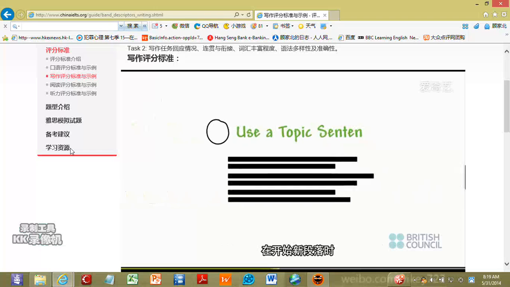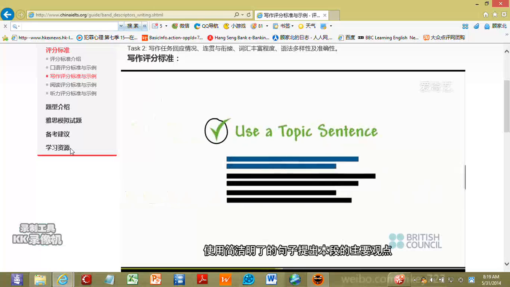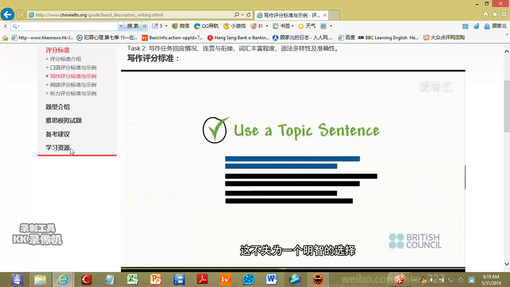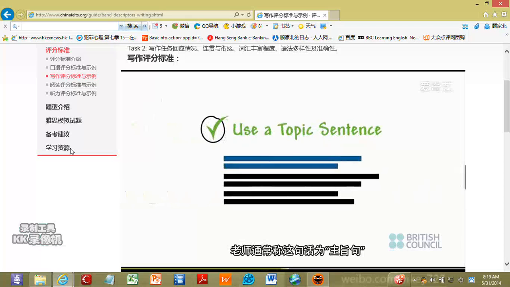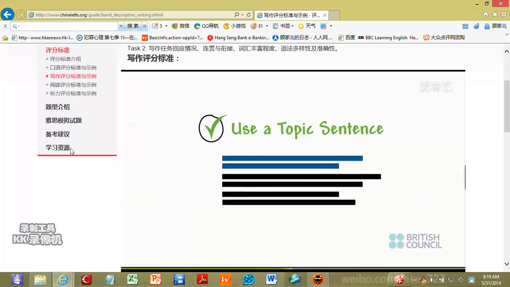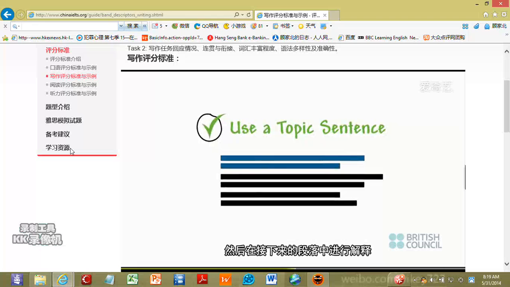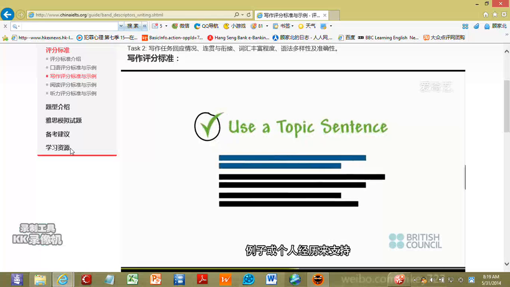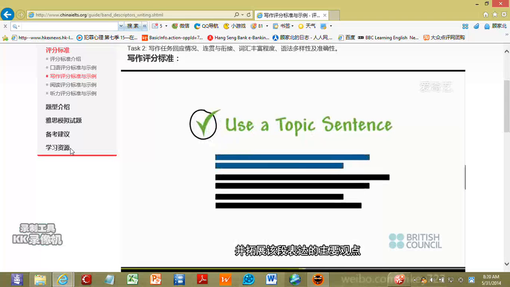A good way to start a paragraph is with a short, simple sentence that introduces the main idea of the paragraph. Teachers often call this a topic sentence. In the remainder of the paragraph, provide explanations, evidence, examples, or personal experiences to build on and extend that idea.